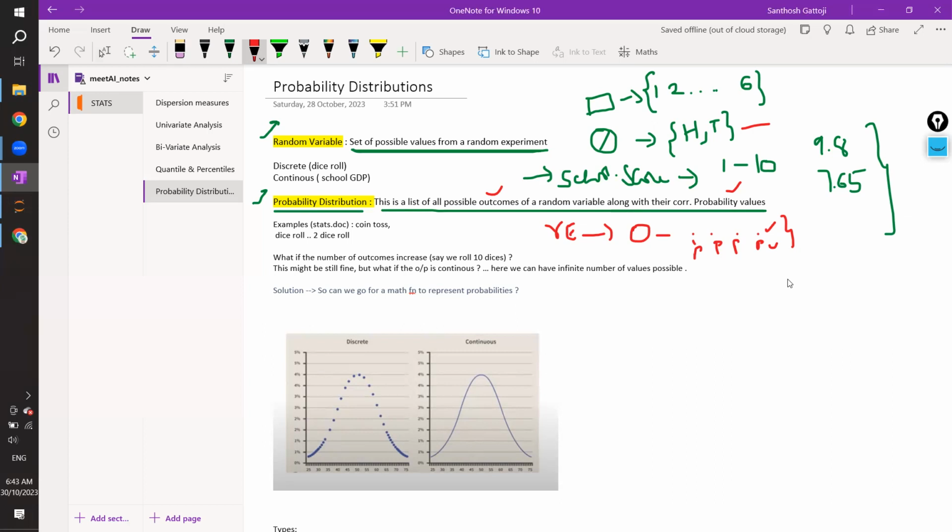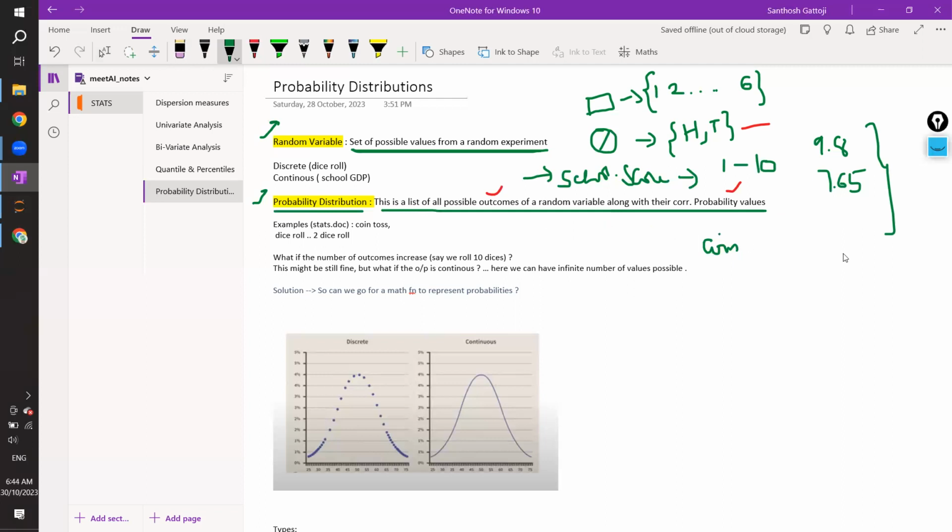Yes, sir. Okay, fine. Now we'll try to understand more about the probability distribution. So now you understood what a probability distribution is. Simple: it is just the probabilities of all the possible outcomes. So we'll try to understand. For example, if you're tossing a coin, what will it be?